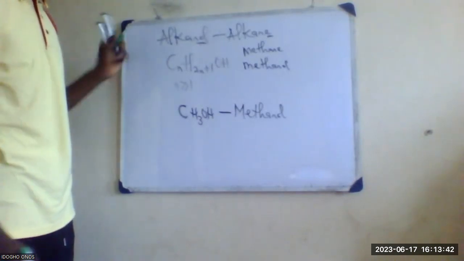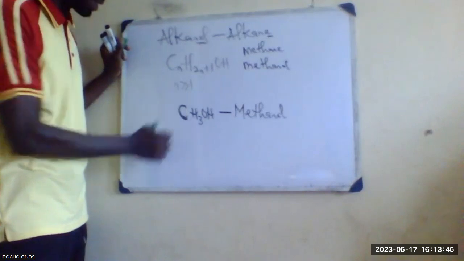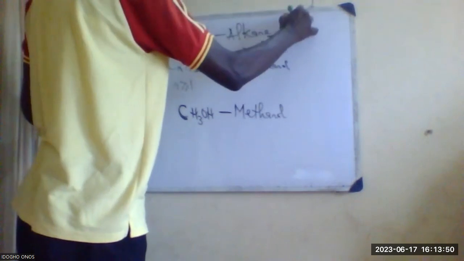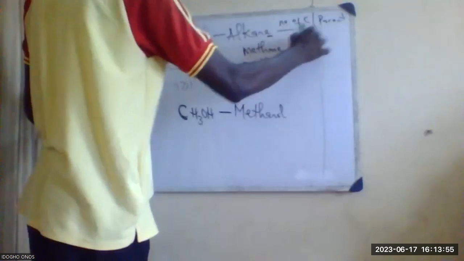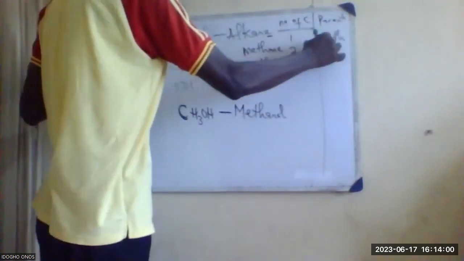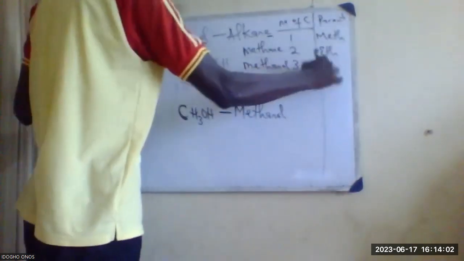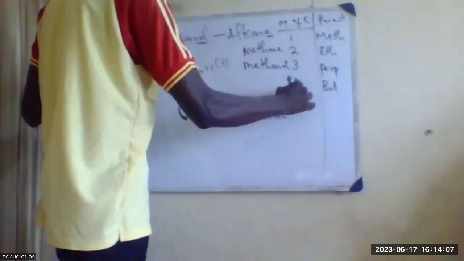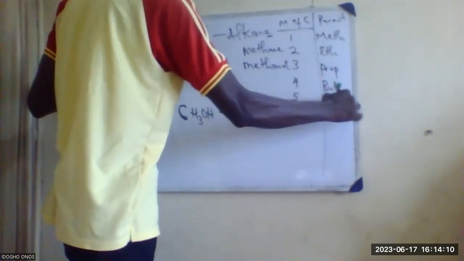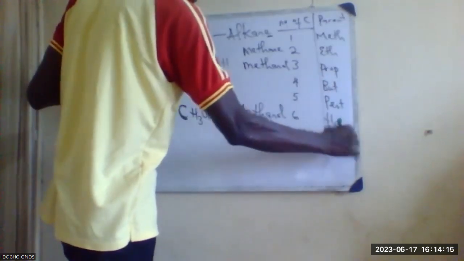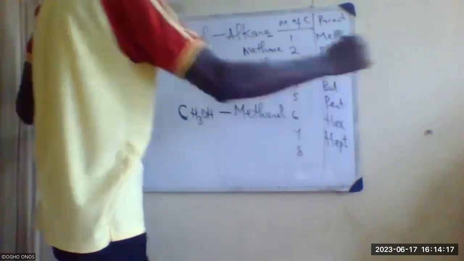How do we arrive at it as being methanol? How many carbon atoms? Just one. I always tell my students they can write this number of carbon atoms. Then you can have the parent's name. One carbon atom is called met. Two carbon atoms, et. Three carbon atoms, prop. Four carbon atoms, but. Five carbon atoms, pent. Six, hex. Seven, hept. Eight, oct, like that.